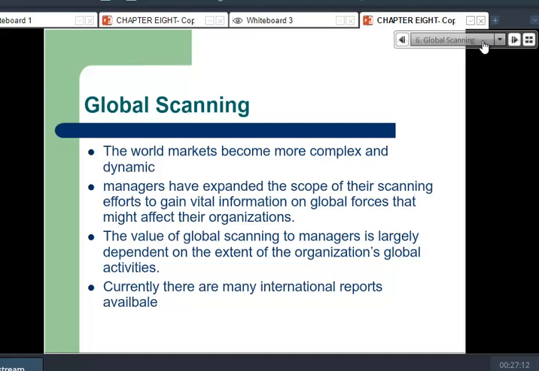The value of global scanning to managers largely depends on the extent of the organization's global activities. Currently there are many international reports available on internet websites where you can get information about your competitors, which could be vital and essential for you as a manager to scan your external environment.